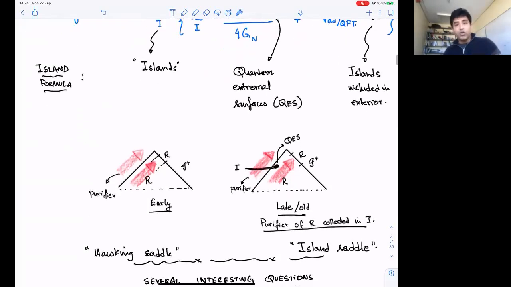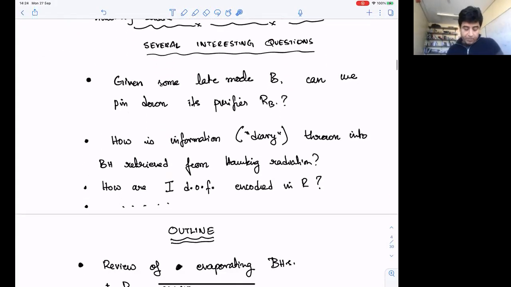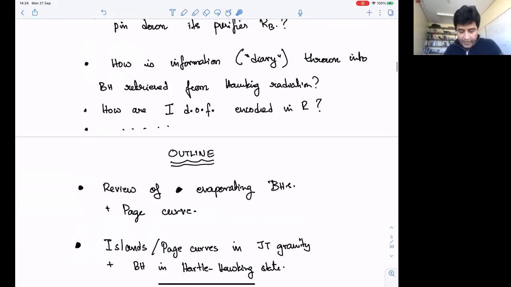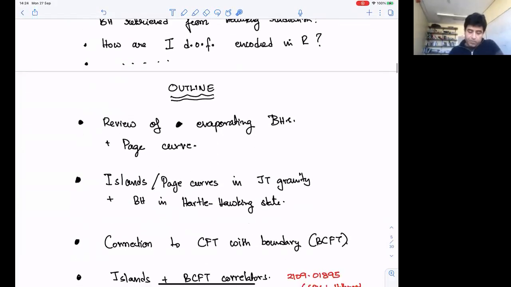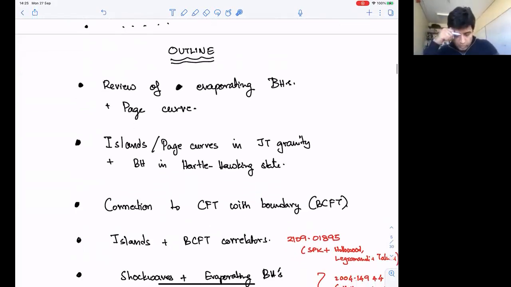But if you want to ask more dynamical questions, if the island is indeed part of the exterior, then there must be some ways to understand how the island degrees of freedom behind the horizon are actually encoded in this Hawking radiation. If you perform some operations on the island degrees of freedom, what does it correspond to on the Hawking radiation modes? So these are all interesting questions, of varying degrees of difficulty in terms of using a given formalism to understand the answers.